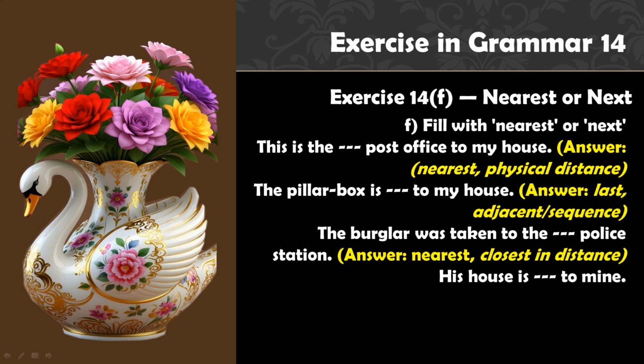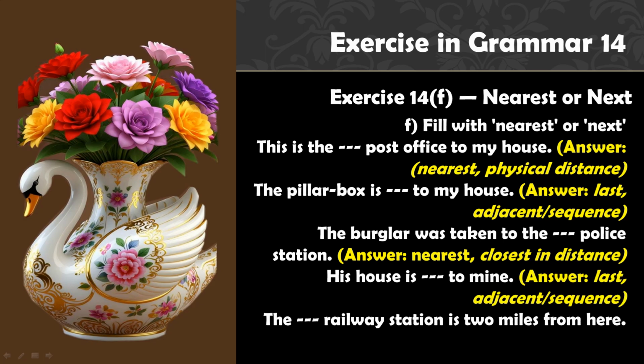Then sentence 4. His house is dash to mine. Here the answer will be next, because it means his house is beside mine. So the sentence becomes, his house is next to mine. Now let us discuss the last sentence. The dash railway station is 2 miles from here. Just think about the answer. Yes, the answer is nearest, because it talks about the station that is closest in distance. So the sentence becomes, the nearest railway station is 2 miles from here.